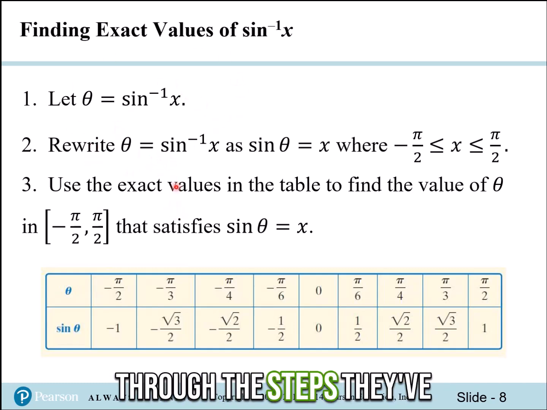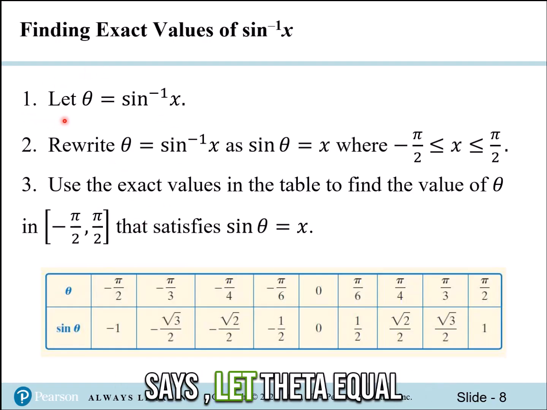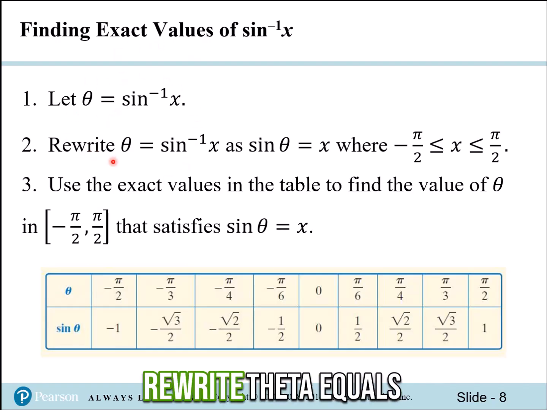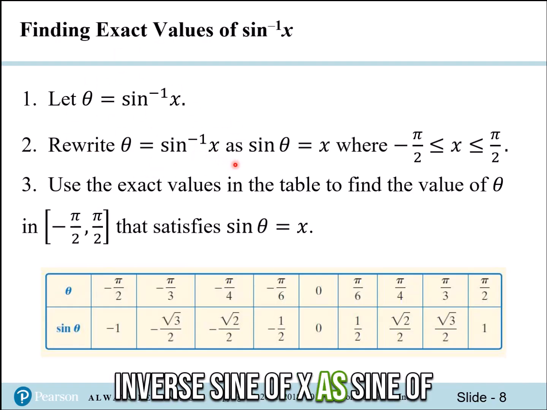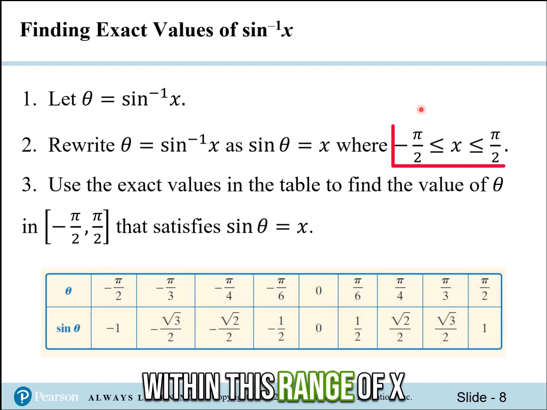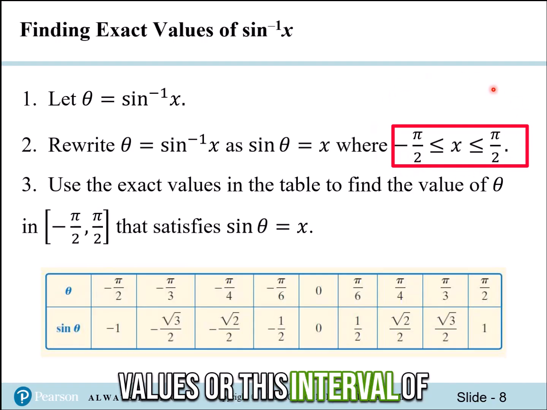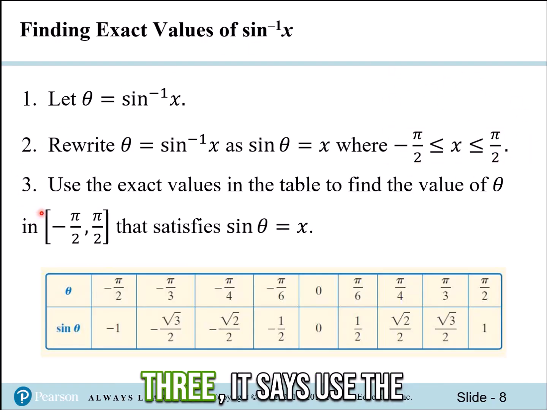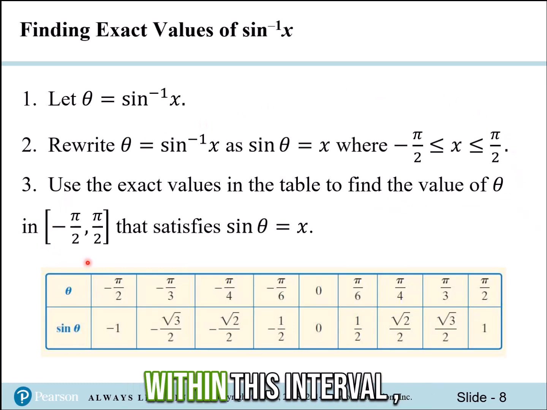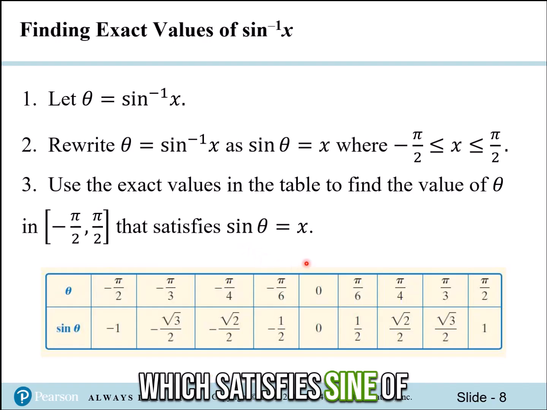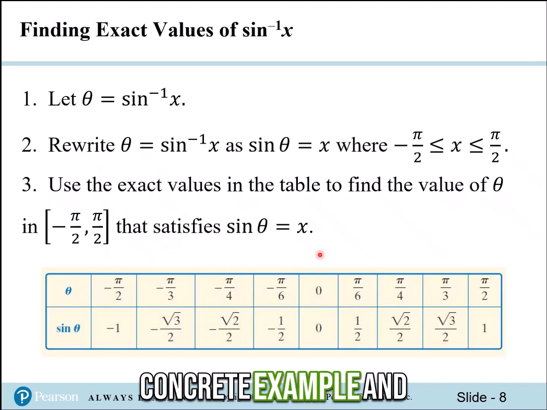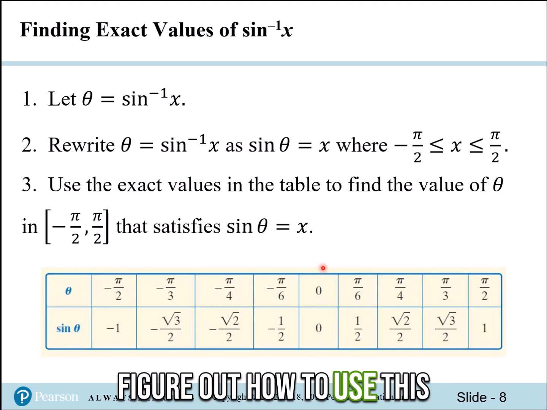But let's go through the steps they've given us here. Number 1 says, let theta equal inverse sine of x. This is the equation. And then rewrite theta equals inverse sine of x as sine of theta equals x, but within this interval of x values. And then in step 3 it says use the exact values in the table to find the value of theta within this interval which satisfies sine of theta equals x. All right, but let's go through a concrete example and figure out how to use this process.